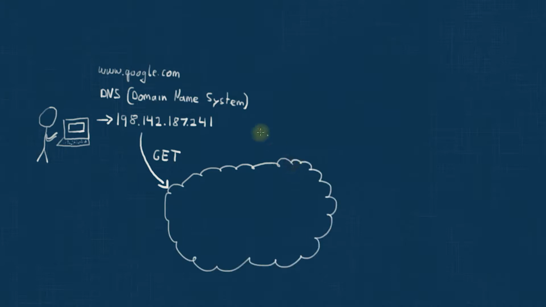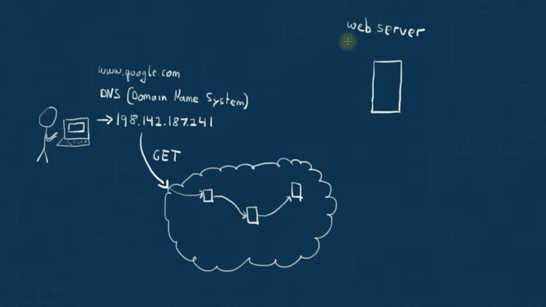Now, the internet obviously is more than one computer. Between you and the internet, there's the ISP, there's lots of machines, so your request essentially is going to get routed between different machines and different servers and different routers, all the way through the internet until at some point, at the very end, somewhere out there in the world is a web server with the address 198.142.187.241. So there is a web server out there in the world somewhere that has that IP address that your request is going to be sent to.